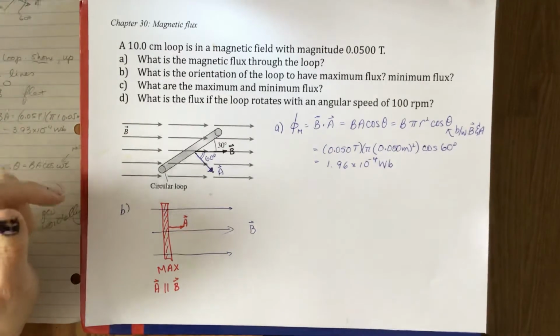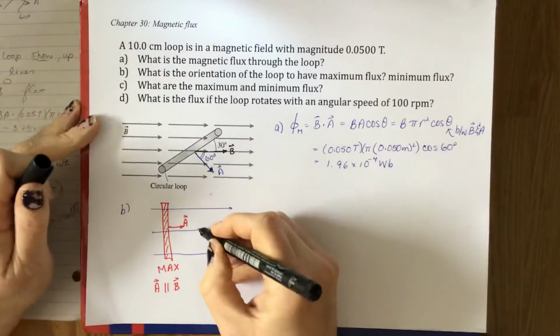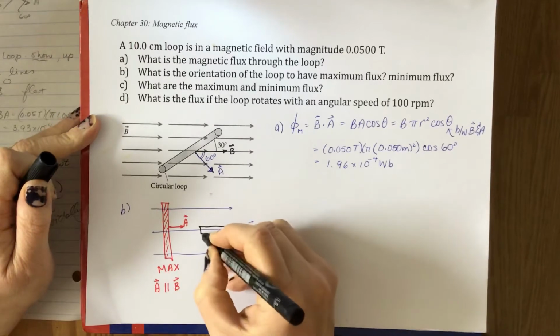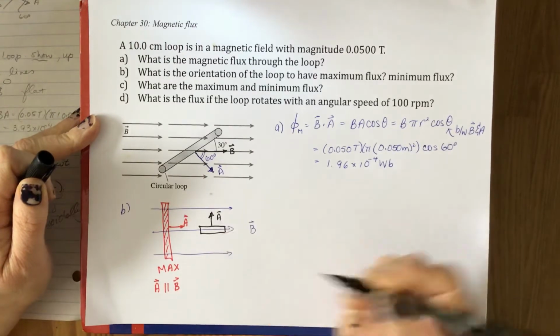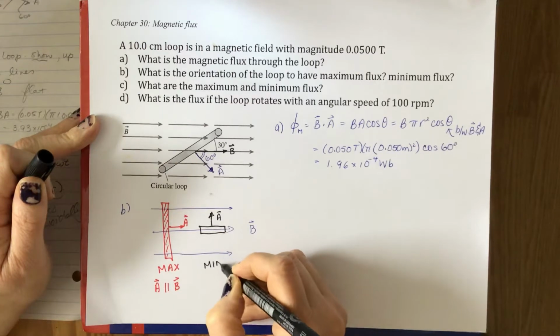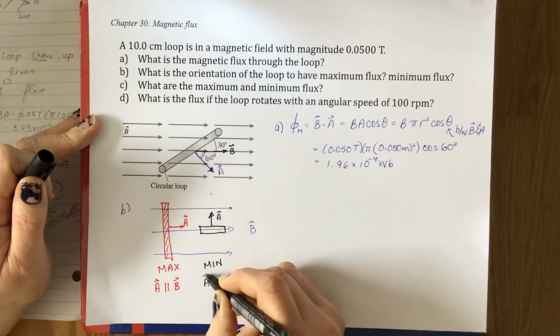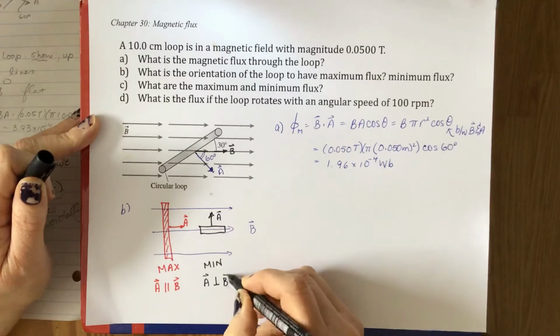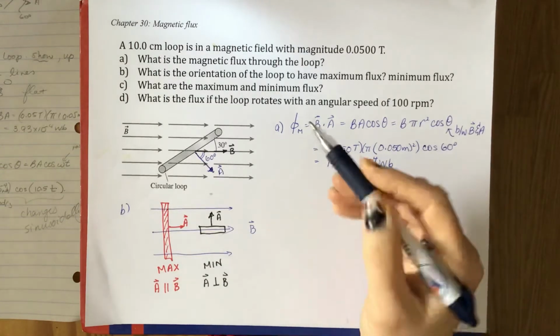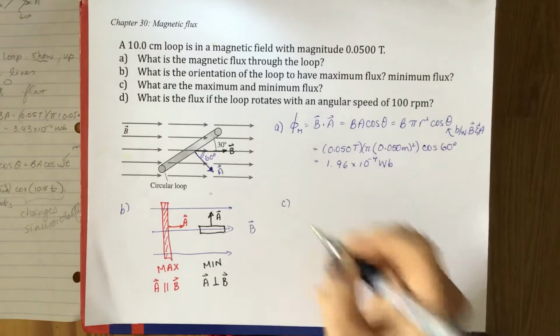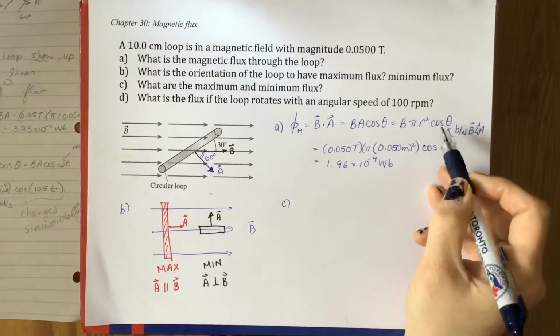For minimum flux, we don't want any lines to cut through the loop. So if our loop lies in the plane like this, and our area vector sticks out, then to get minimum flux, A is perpendicular to B. So here, no lines cut through, and here, most of the lines cut through. So there are orientations to get maximum and minimum flux. Part C, what are the maximum and minimum flux?